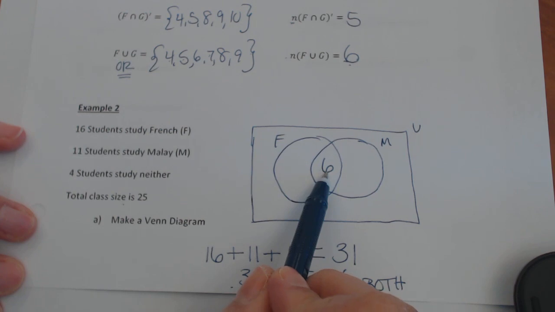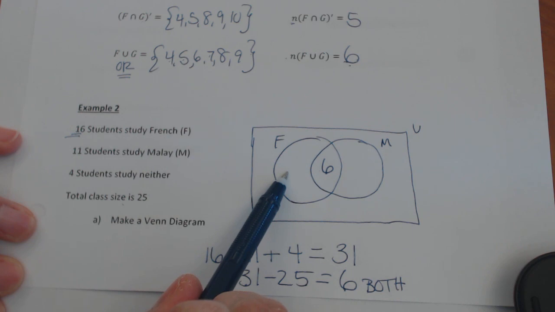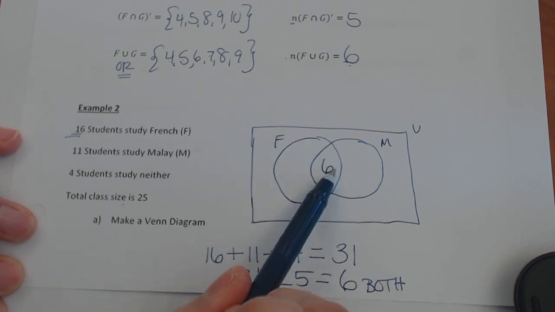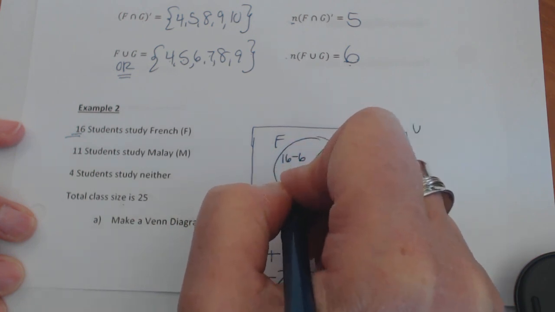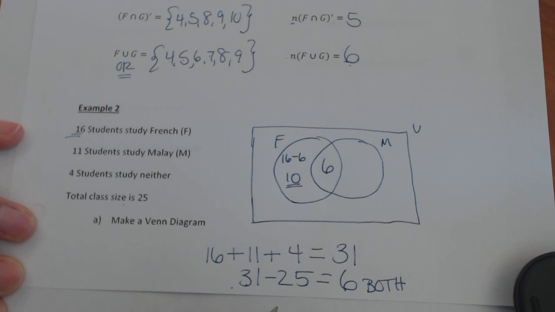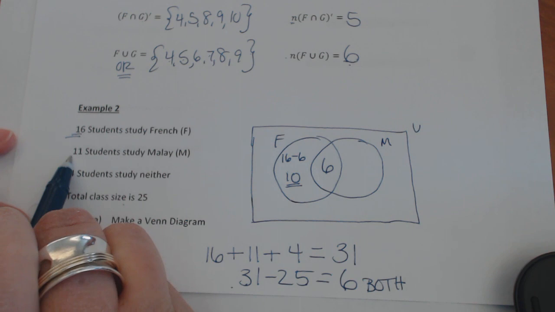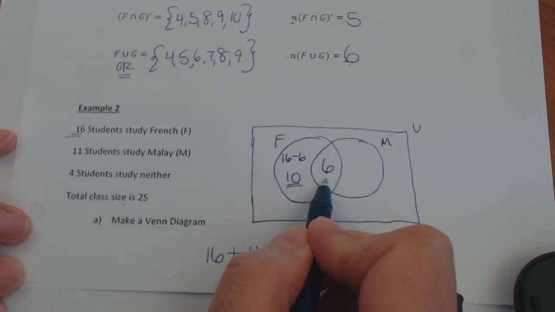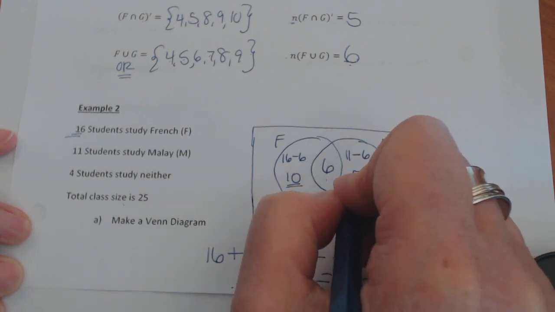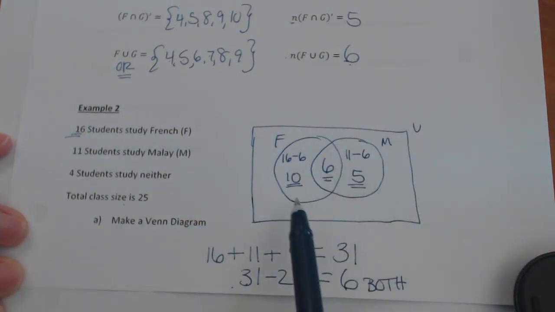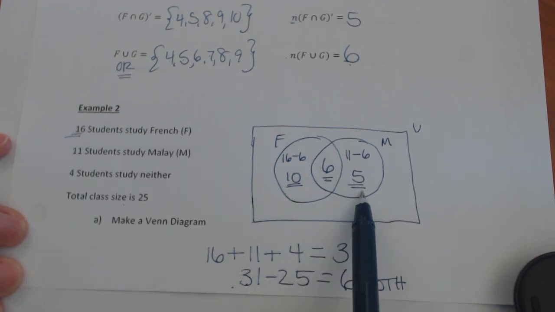And from this 6, 16 study French. So we cannot put a 16 here because this whole circle should be 16. We actually have to put 16 minus 6, which is going to be 10. So 10 students study French. Now Malay, here's the whole Malay circle. We know the whole circle is 11. 6 of those 11 students study both. So we can't put 11, we got to put 11 minus 6, which is 5. So now just studying French is 10, studying both is 6, and just studying Malay is 5.